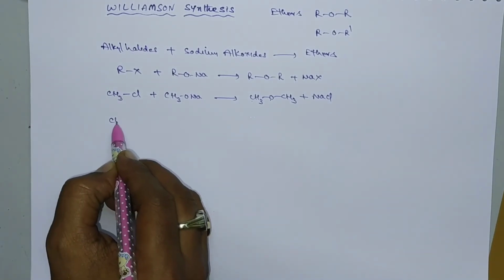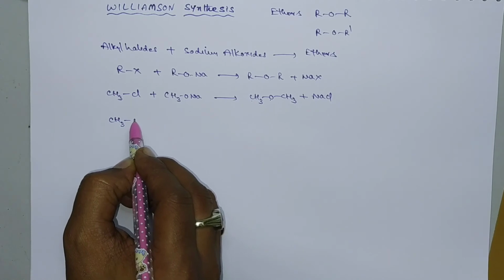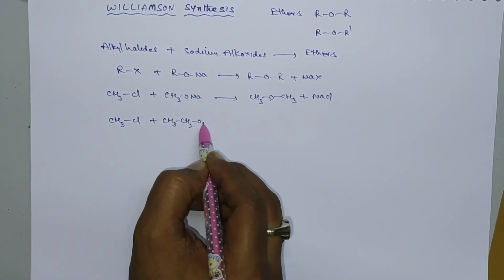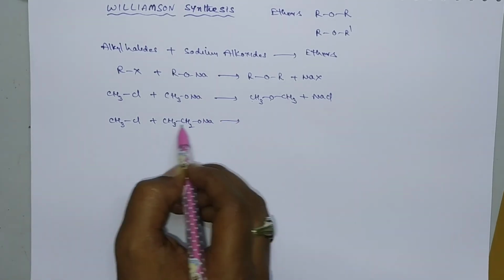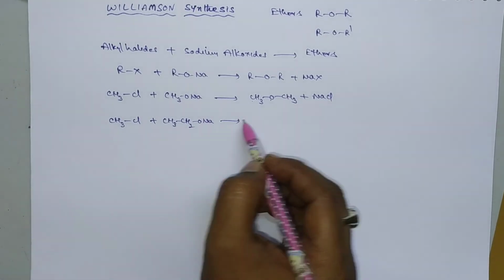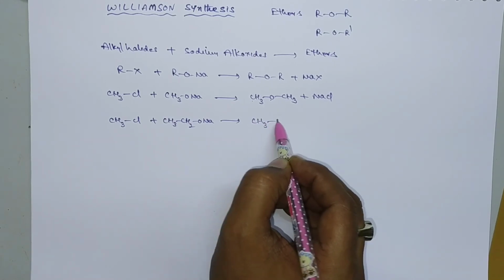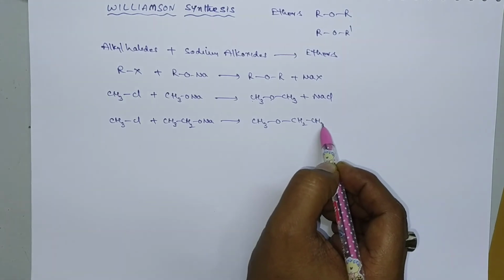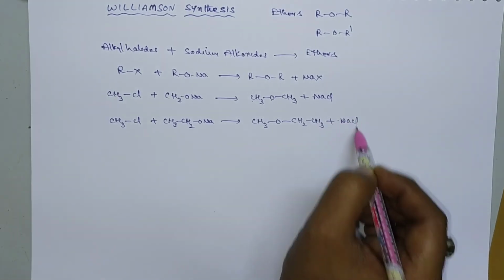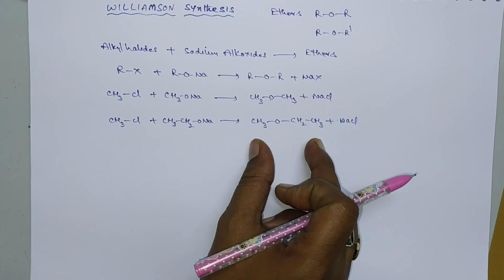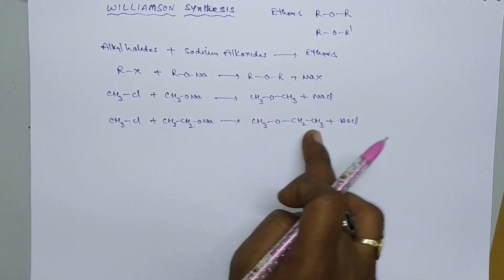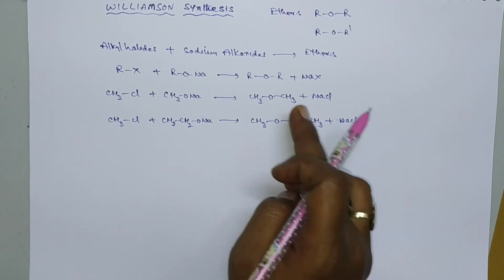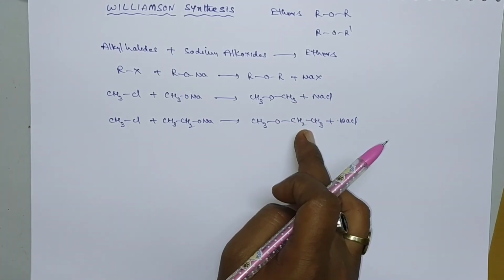If you consider different alkyl groups, that is CH3Cl plus CH3CH2ONa, sodium ethoxide, then it produces CH3OCH2CH3 plus NaCl. This is an unsymmetrical ether, and the earlier one is a symmetrical ether. In this way we can prepare either symmetrical or unsymmetrical ethers.